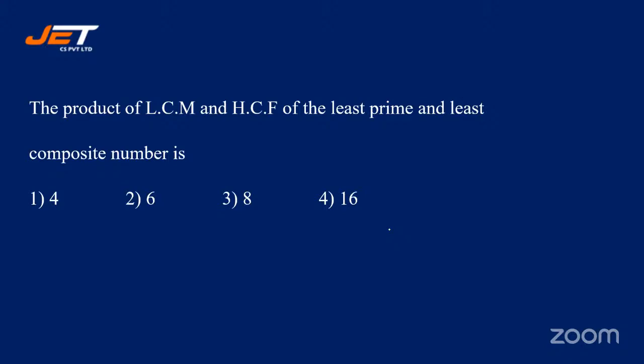The product of LCM and HCF of the least prime and the least composite number is dash. The least prime and the least composite number. Right? So the product of LCM and HCF of the least prime and the least composite number is dash. Yes, put your answers in the chat box, students. Let's quickly see. It is option 3, that is 8.